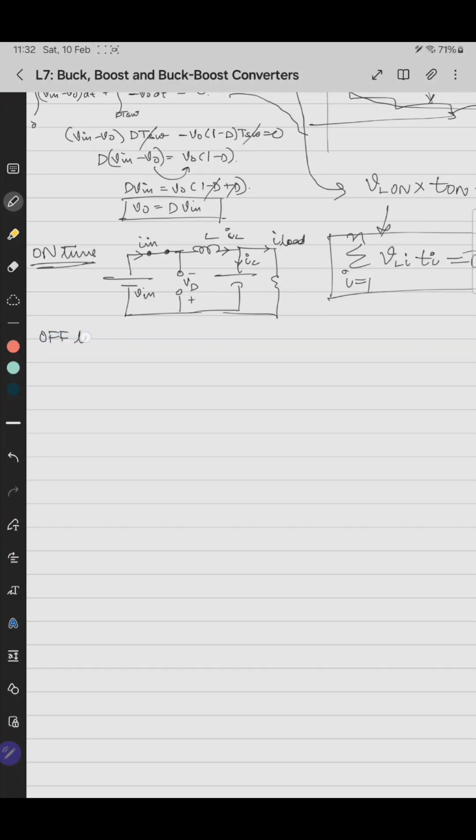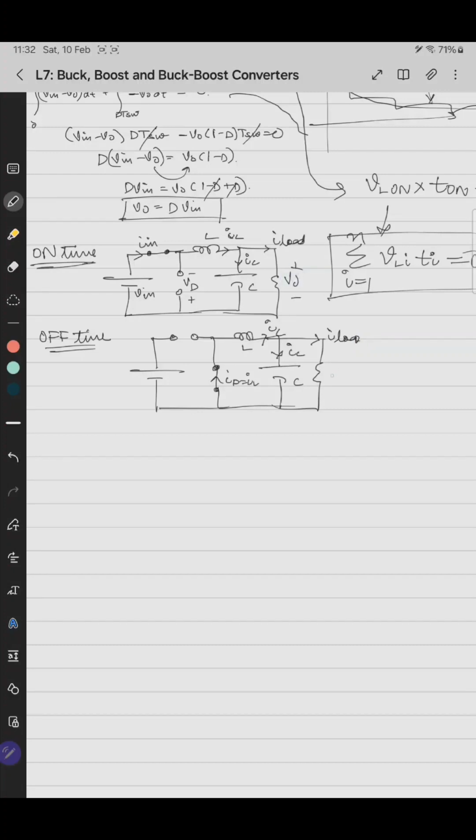During the off time, the circuit looks like this. This is open circuited, and this is short circuited. In this case, the inductor current will force the diode to be forward biased, and ID equals IL. VL. Okay, this is V0, and this is Vin.